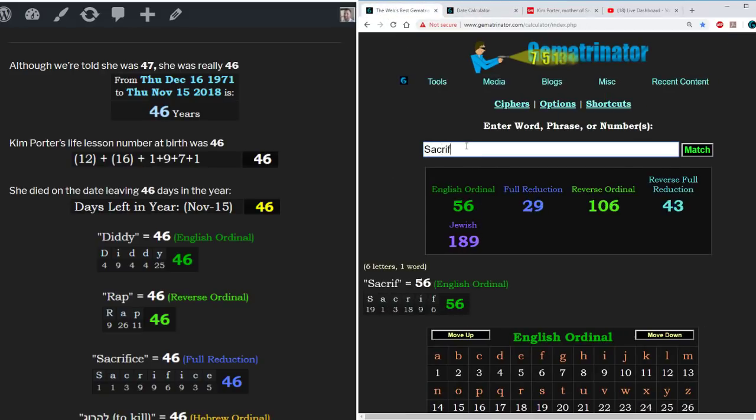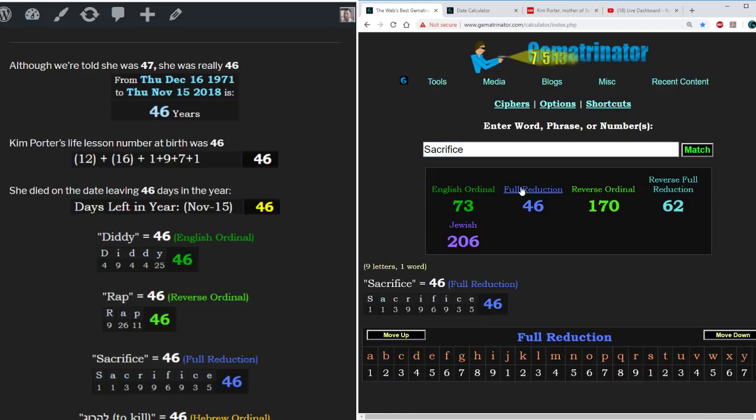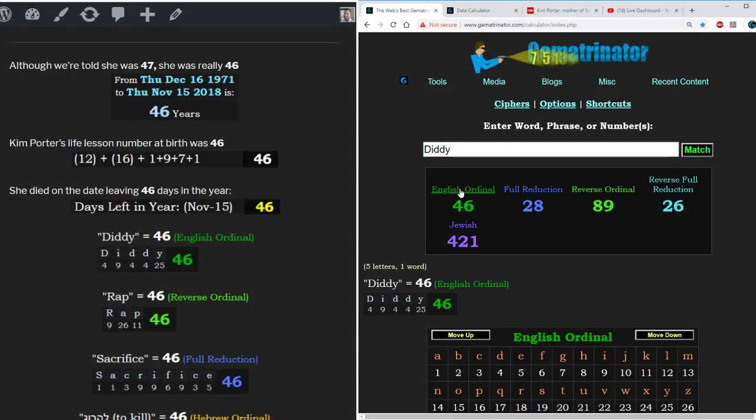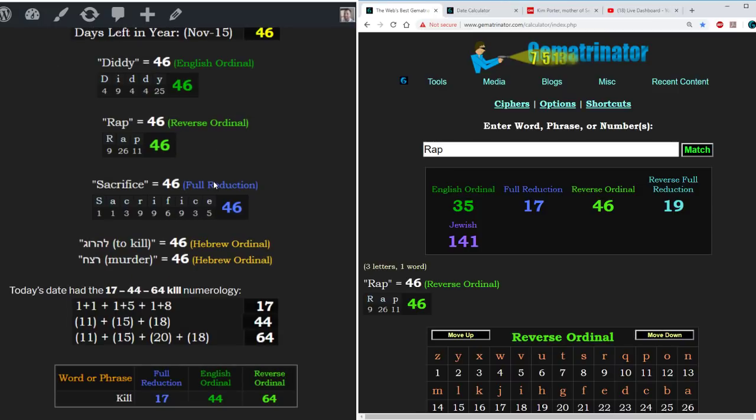Again, the word sacrifice sums to 46. This woman was the baby mama of rapper Diddy. The name Diddy equals 46. In fact, the word rap in the reverse order sums to 46. In the Hebrew language, the words for both kill and murder sum to 46, ordinal.